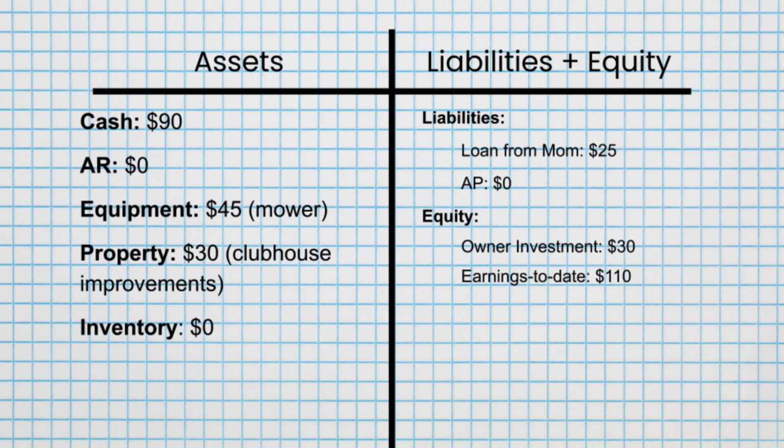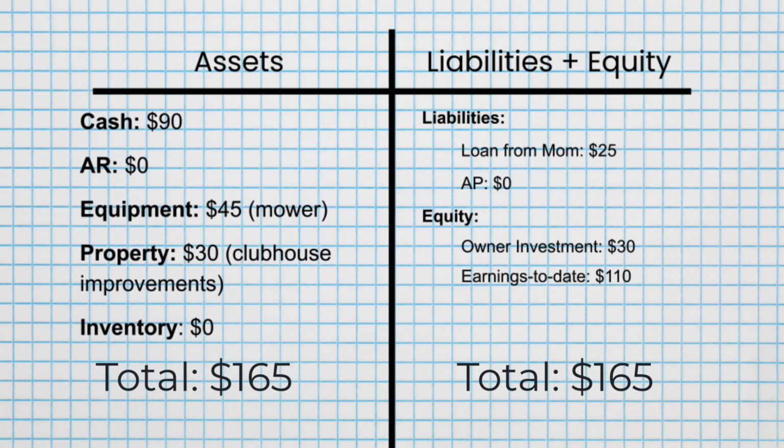Now our assets show $90 in cash, a mower worth $45. Remember, we reduced it because of depreciation. A clubhouse with improvements worth $30, and total assets of $165. For liabilities, we have a loan to mom worth $25, and our accounts payable is now down to $0, and our equity is still staying at $140. And when we check it, our liabilities plus equity is $25 plus $140 for a total of $165. This is looking good.